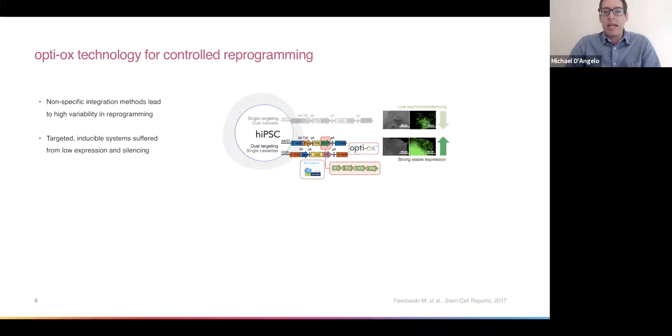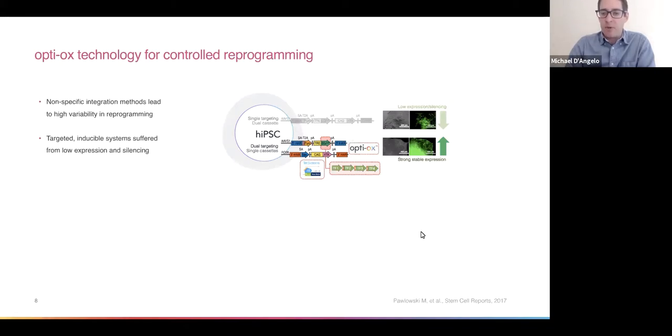So initially, experiments were done using a targeted system, so into a genome safe harbor site, using an inducible system, in this case, the doxycycline inducible system. However, when this was first tested, what was seen was low expression and silencing of the transgene, in this case, GFP. So you can see patchy and low expression in this iPS colony here. And so from this is where opti-ox was developed.